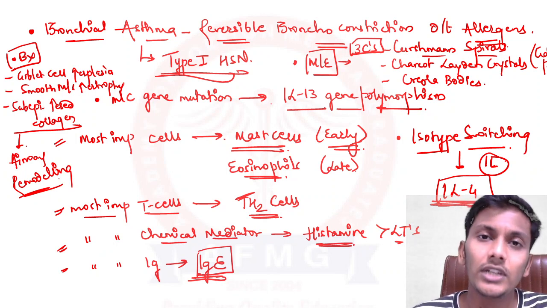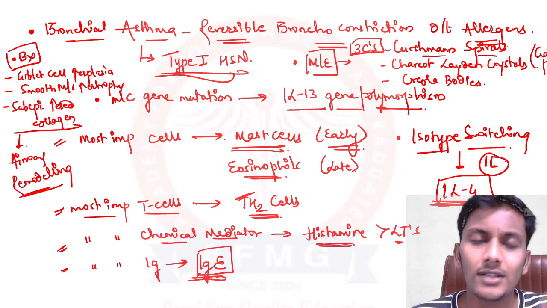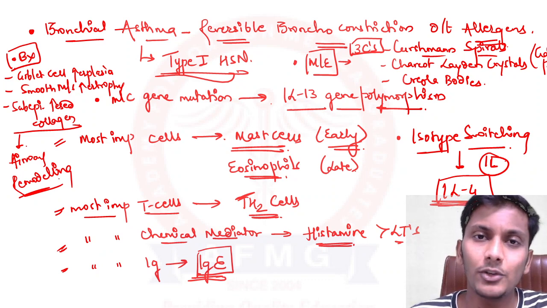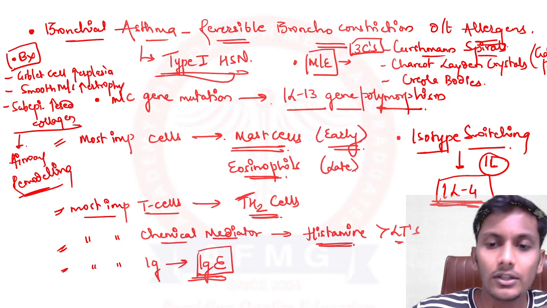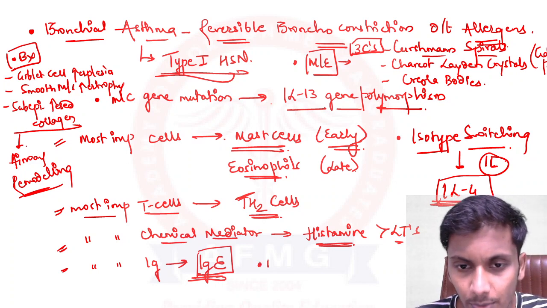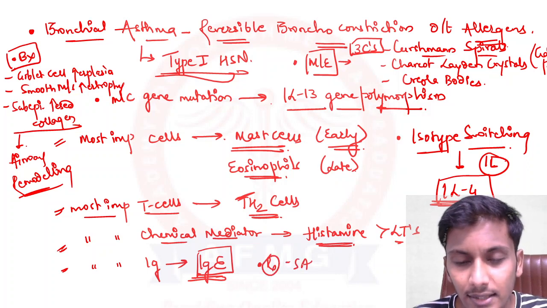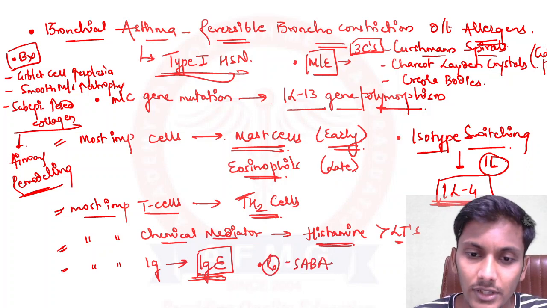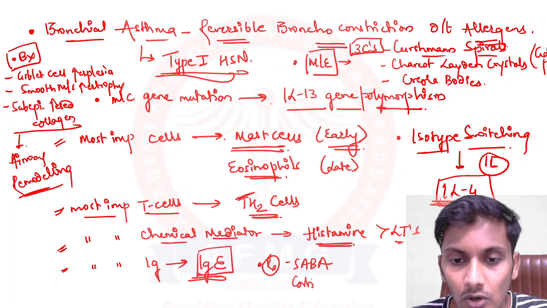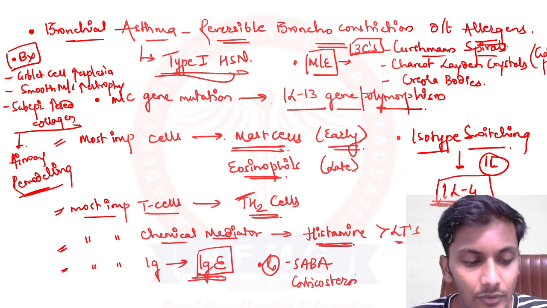Along with that, we give IV salbutamol. And what is salbutamol? It is a short acting beta 2 agonist, SABA. So SABAs like salbutamol or terbutaline are given. Important ones, please remember how it is treated. Along with that, we can give corticosteroids. Corticosteroids are always given.